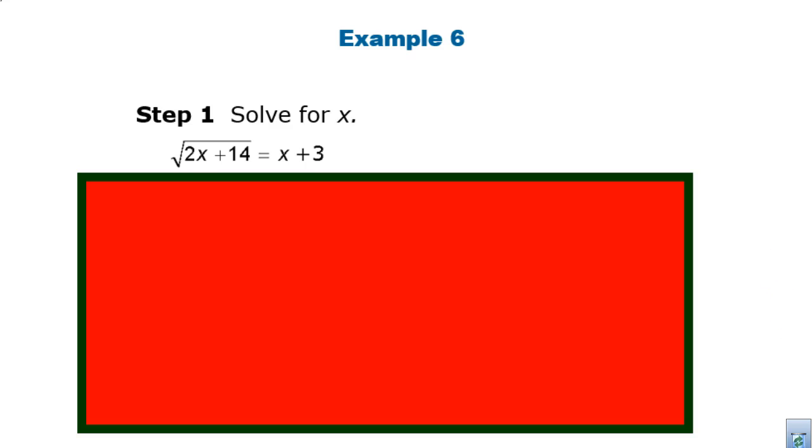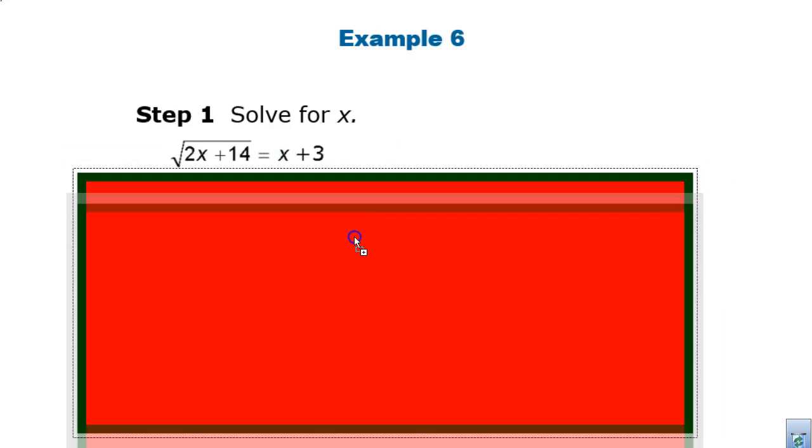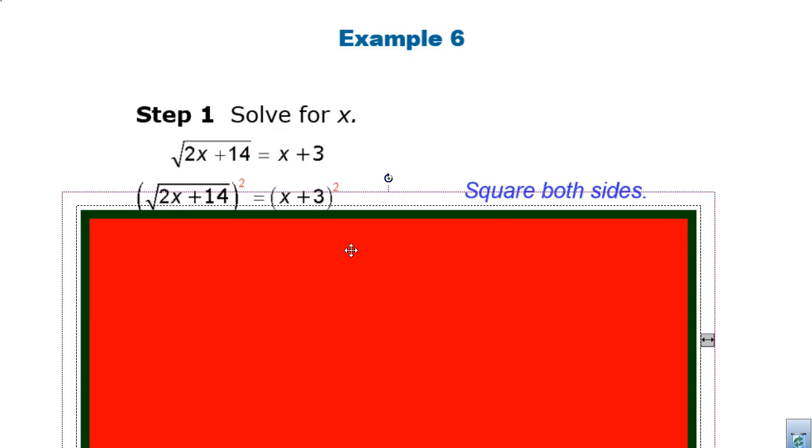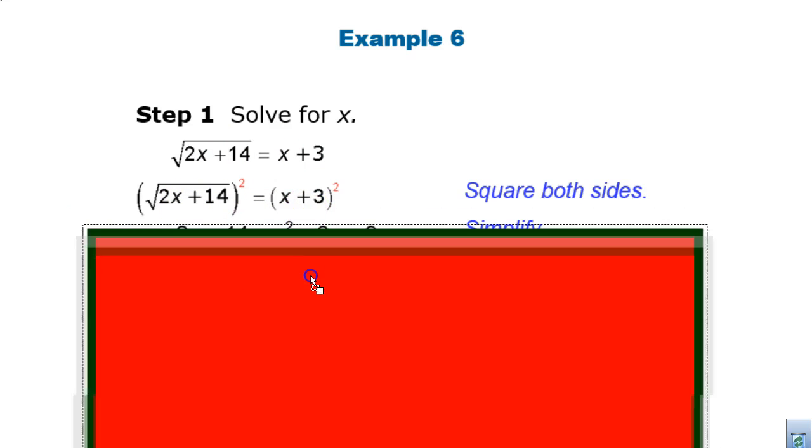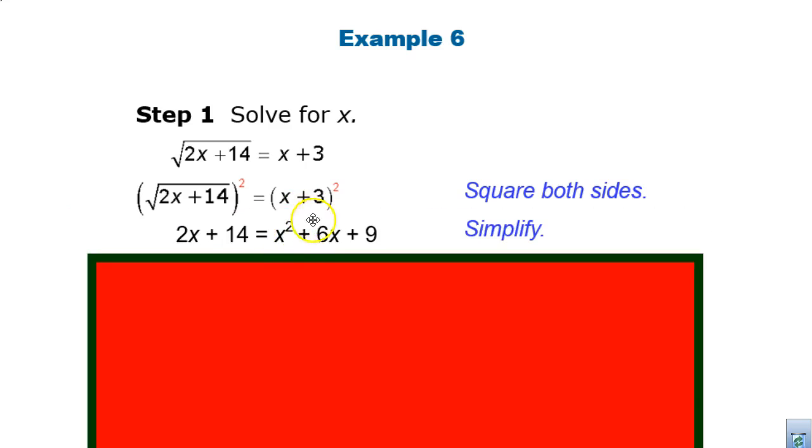Here's another example, example 6. Let's check this one out. Again, remember, you can always pause the video and try it on your own to see if you can get the right answer. I notice that my radical is already isolated. It's by itself on one side of the equal sign, so I square both sides. Squaring a radical is easy, but squaring x plus 3 means I have to FOIL it, first, outside, inside, last.